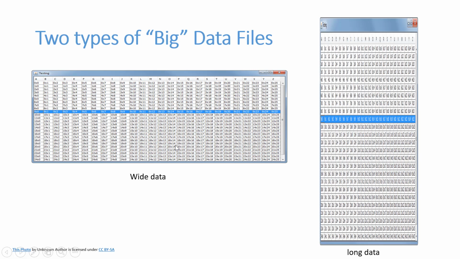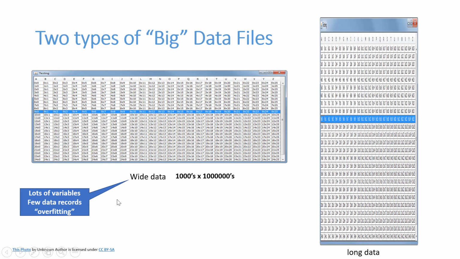Now, structure of the data. There are two types of big data files. The first is wide data, which means maybe a thousand observations, where each row is an observation, and maybe millions of variables, where each column is a variable. So you have a lot of variables and fewer observations. We call it wide data, so the file is wide, and it's still big. It's lots of variables and few data records. The problem with this is that we might overfit, and when you get new data rows, you may not be able to predict them correctly.